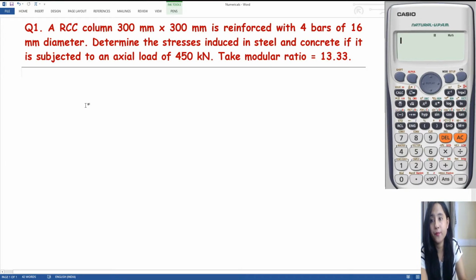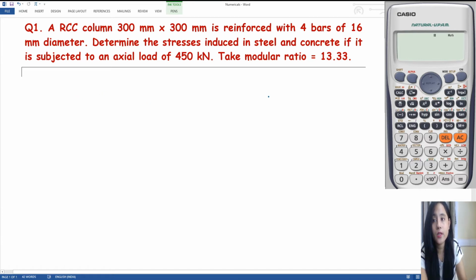Question 1. An RCC column 300 mm by 300 mm is reinforced with 4 bars of 16 mm diameter. Determine the stresses induced in steel and concrete if it is subjected to an axial load of 450 kilonewton. Modular ratio is given as 13.33.